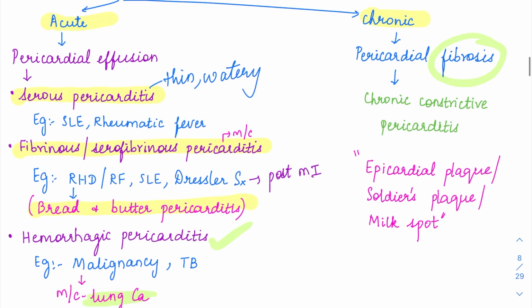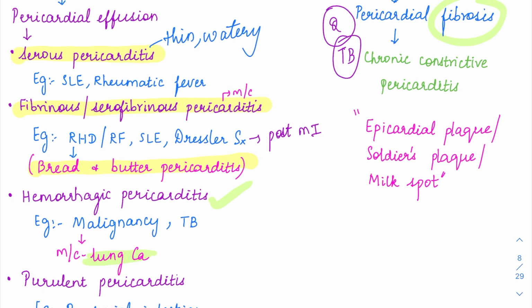The most common cause of this constrictive pericarditis is going to be tuberculosis again. And since this fibrosis is going to form a sheet-like material around the heart, it is also given other names like soldier's plaque, epicardial plaque, or milk spot.